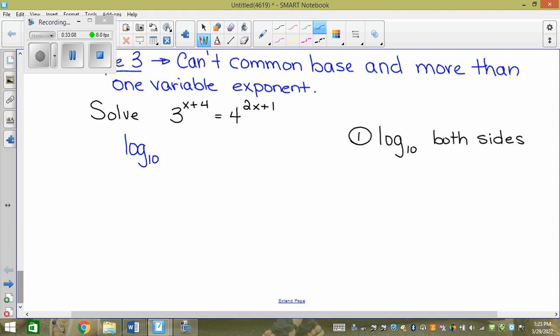So why am I log base 10ing both sides here? Because then I can use the power rule to take that exponent and drop it in front. That's why I'm log base 10 both sides. And I can do it because I can do whatever I want to one side as long as I do it to the other side of the equation.